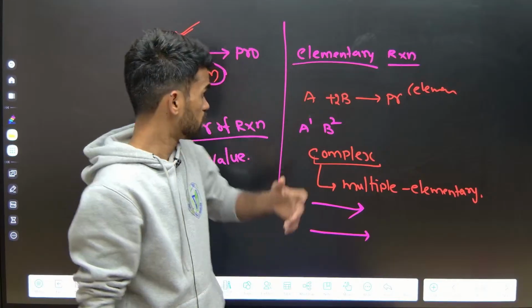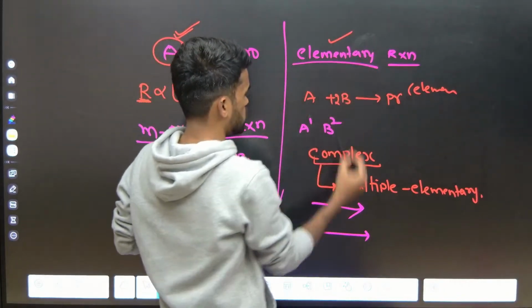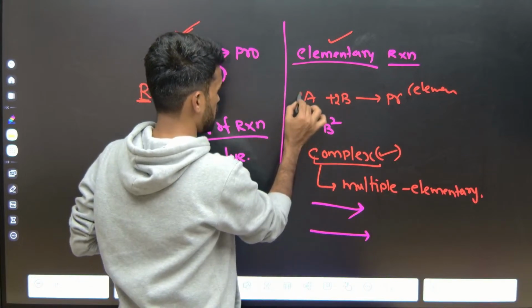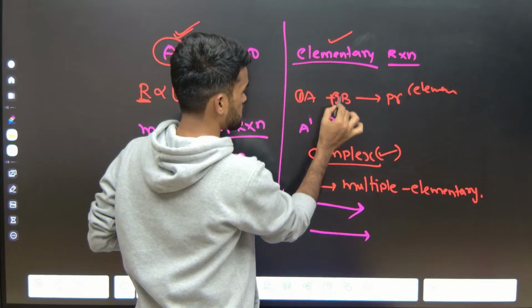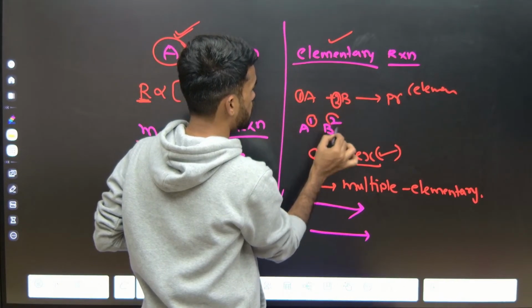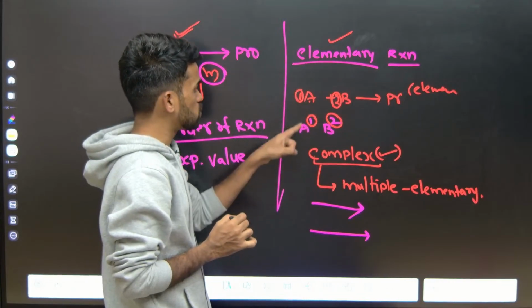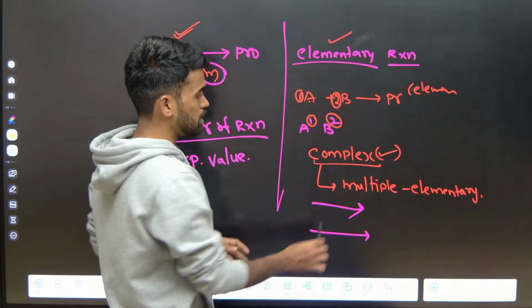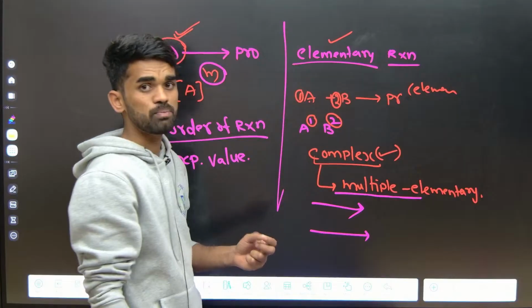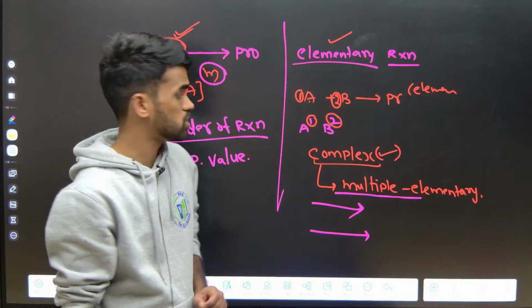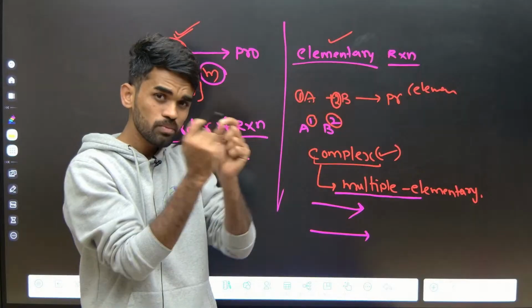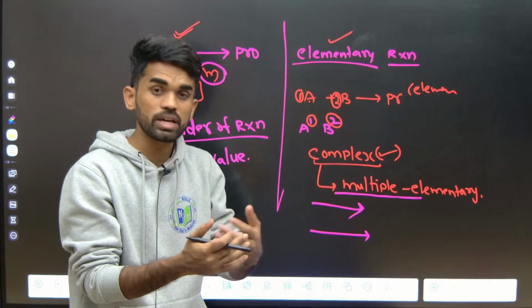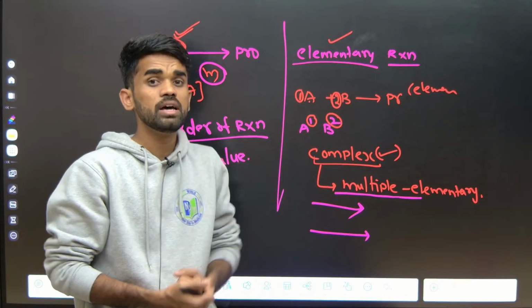So chemical reactions are of two types, elementary reactions and complex reactions. Whenever an elementary reaction is given, the stoichiometric coefficients of the reactants are their orders. Order with respect to A is 1, order with respect to B is 2. In case of a complex reaction, that is a multi-step reaction, every step is considered an elementary reaction. Therefore, the order for a complex reaction cannot be given directly by looking at it theoretically; it comes only from experimental data.